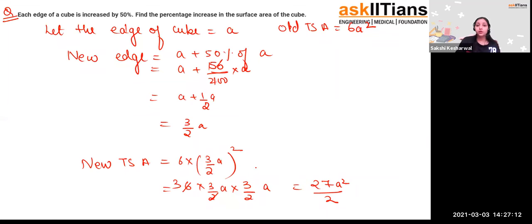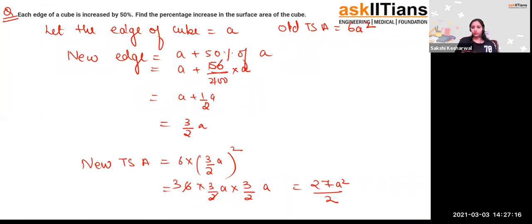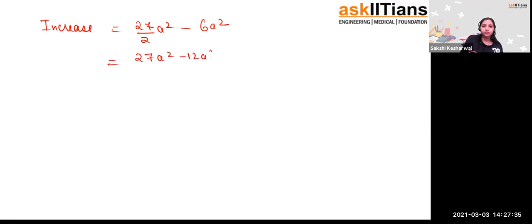Now it says percentage increase. So what is the percentage increase? You see which one is the greater one. The new TSA is the greater one. So the increase value will be how much, beta? The increase is equal to 27/2 A² minus, it was 6 A². So this is equal to 27 A² minus 12 A² / 2, which is equal to 15 A² / 2.